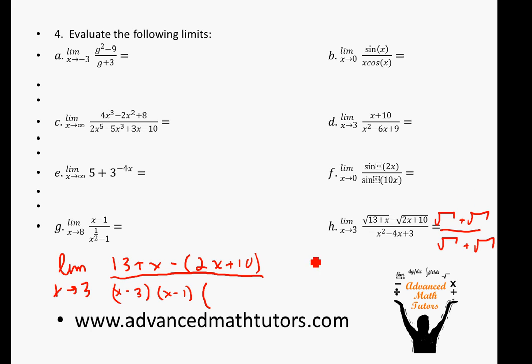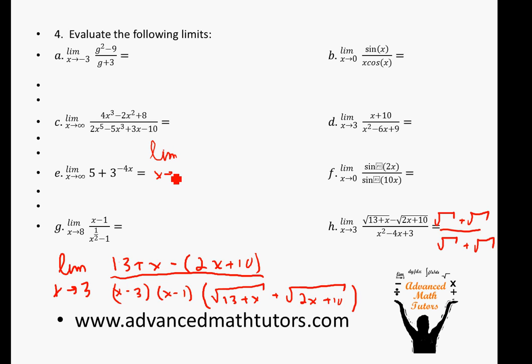Okay? So we're going to have the square root of 13 plus x plus the square root of 2x plus 10. Great. Now, look what happens. We have 13 plus x minus 2x. Well, that's negative x. X minus 2x is negative x. And 13 minus 10 is positive 3. So this top, I'm going to write it up here.